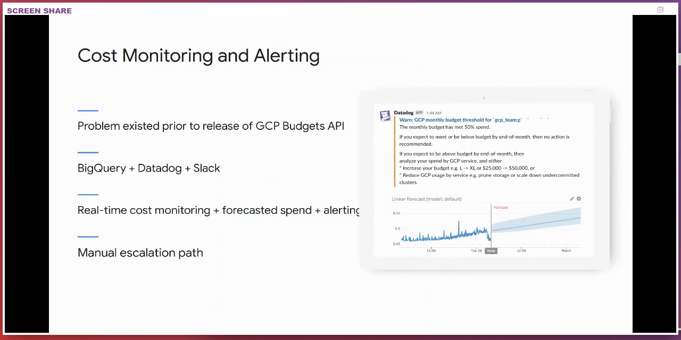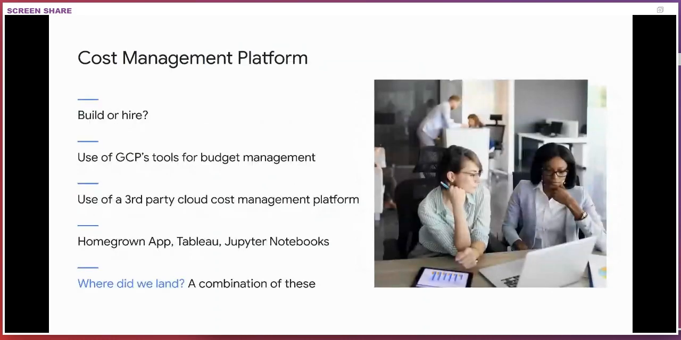And so we also needed at that point to come up with a better way to visualize all of our spend. And at this time we hadn't thought about this, but we started to really get into what was available to us. Did we want to build something ourselves? Did we want to hire another company to do this for us? Did we want to find a platform that could manage this for us? Or did we want to use the native functionality? And we ended up landing on a combination of these things.